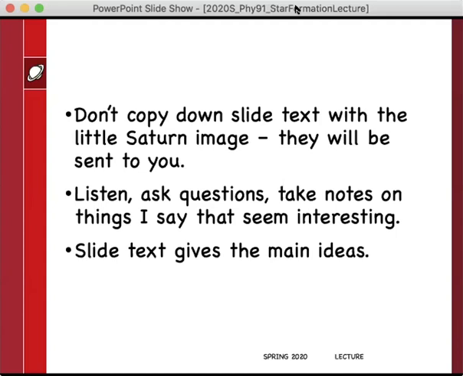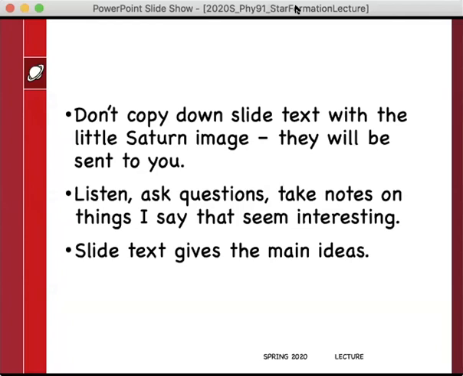So if you see slides that have the little Saturn image, they will typically have a lot of text on them. Don't take notes on them because you now have copies of them. You don't have to worry about taking a lot of notes. You can just sit back, listen, and ask questions if you have questions on things that seem interesting. At the end of the day, you have the slide deck that Professor Hill sent you, and that can serve as your study sheet for the content I talked about in this lecture. So that's the idea there.